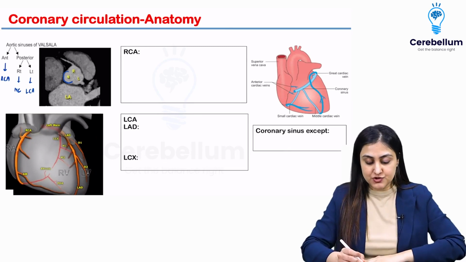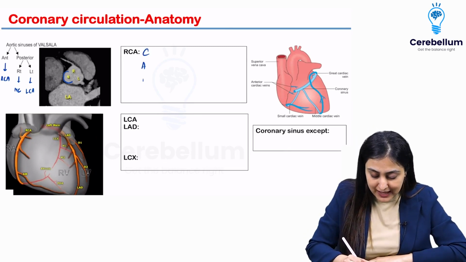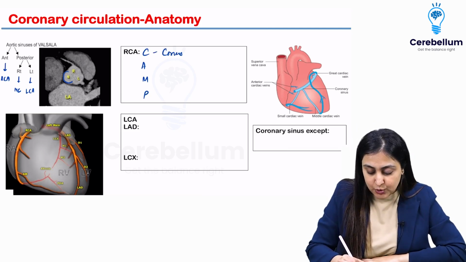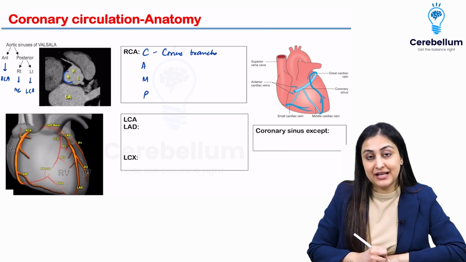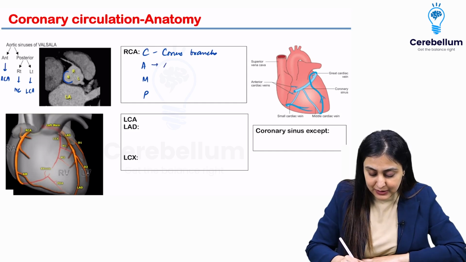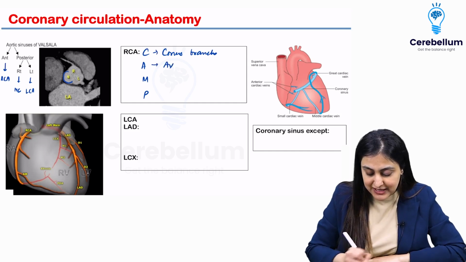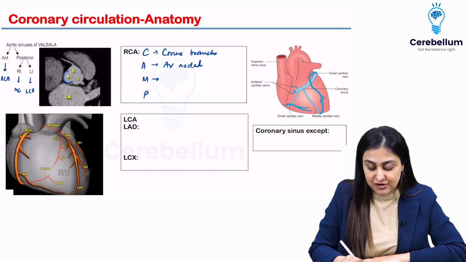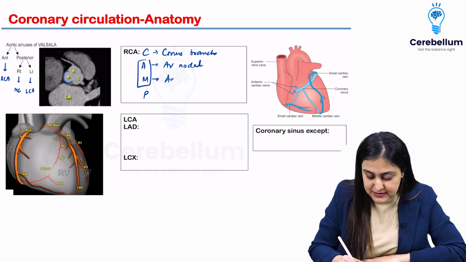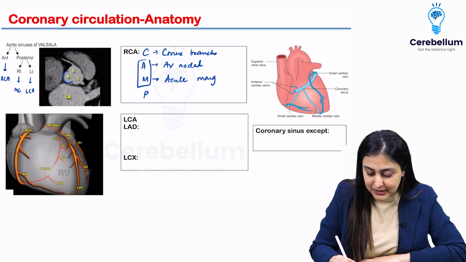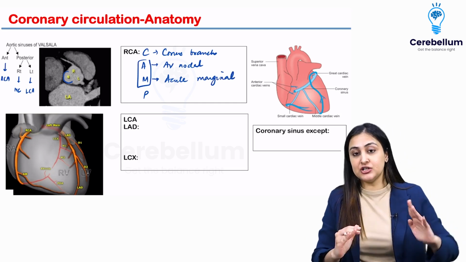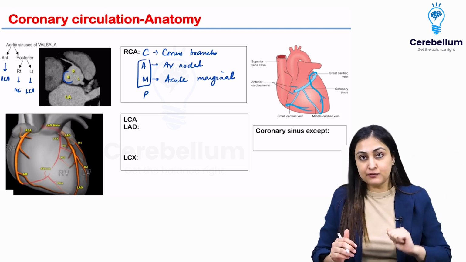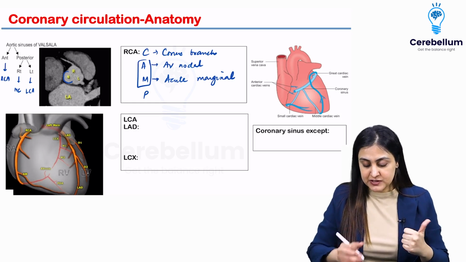RCA has 4 branches. So remember the mnemonic CAMP, which gives the 4 branches of RCA. The first one is the conus branch, which is going to supply the outflow tract. After that, you have the AV nodal branch. Then you have M. From M, you always remember marginal, and you can see how it's AM. So this is the acute marginal branch. Anytime you hear the word marginal, it supplies the free wall of the heart. This supplies the right free wall of the heart.